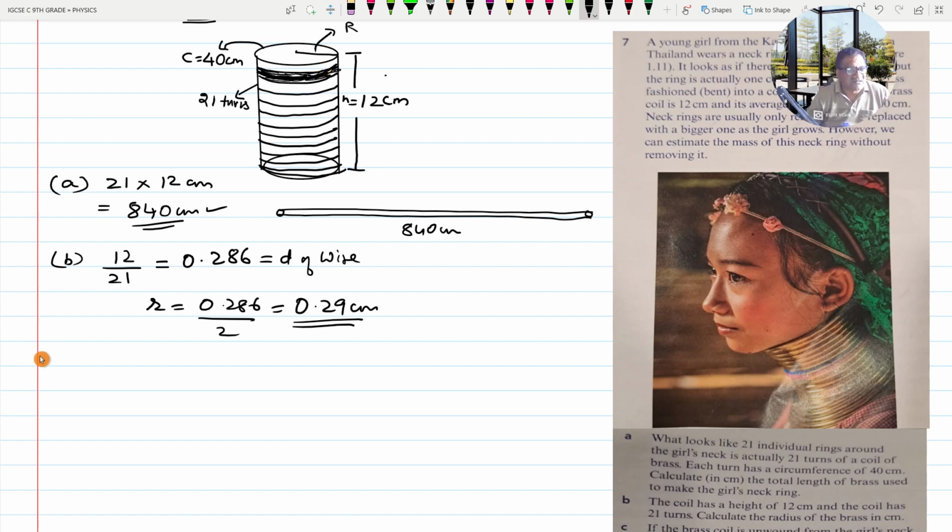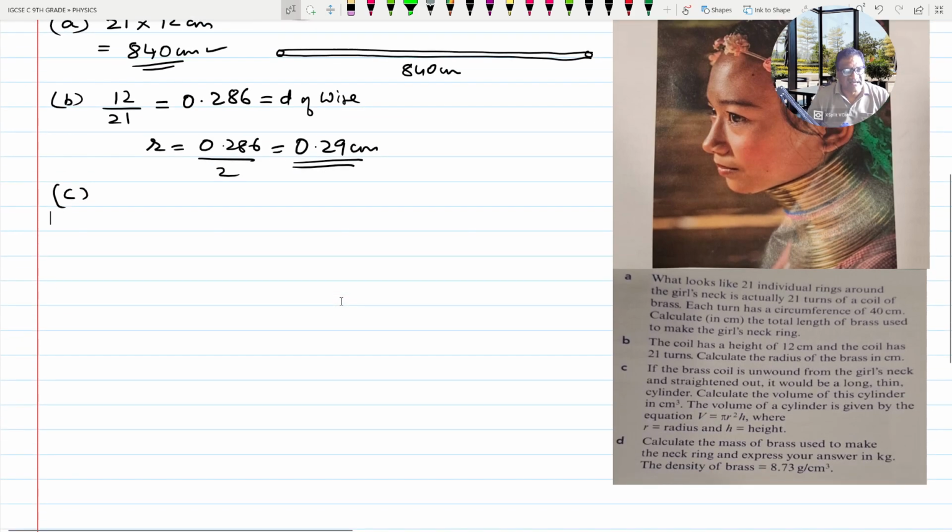That was question number B. Let us go for question number C. Slowly, steadily, we are going for the solution of the mass of the brass ornament. Okay. So this is found out. Now the C question says that if the brass coil is unwound from the girl's neck and straightened out, it would be a long, thin cylinder. Okay. And that is already shown over here. It will be a long, thin cylinder of, you can say, H is 840 centimeter, isn't it?